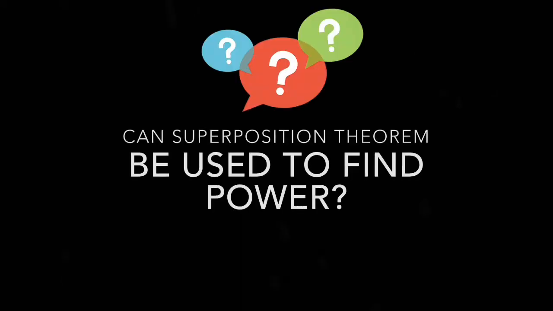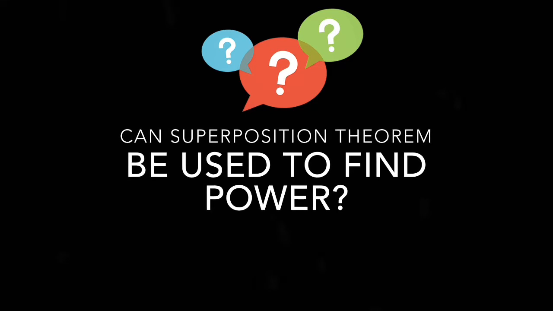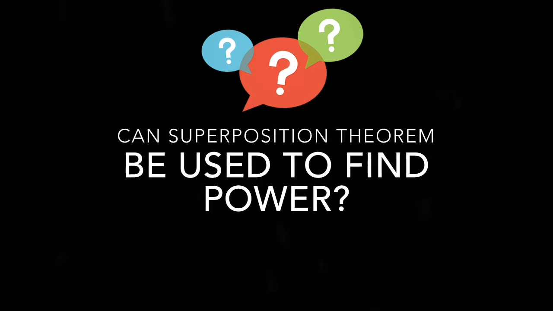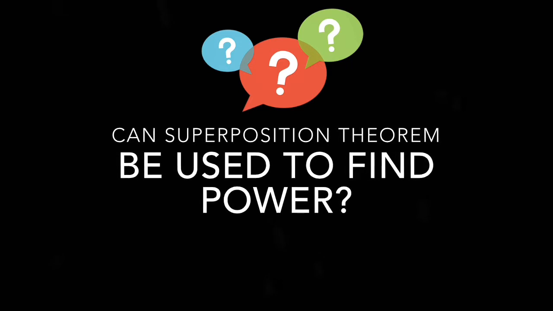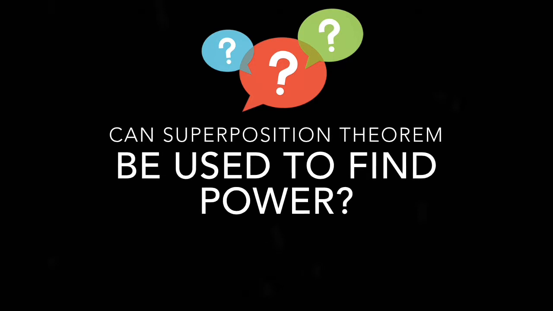To apply the superposition principle, we only consider one independent source at a time, while others are turned off. Our circuit contains two voltage sources, and when turning a voltage source off, we replace it with a short circuit. But can superposition theorem be used to find the total power in the circuit? We are going to answer this question after performing the experiment. So, let's begin.